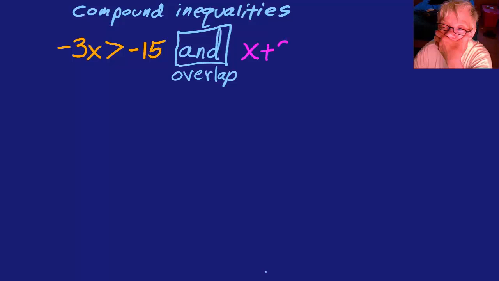The second inequality is x plus 8 is greater than 0. Is it okay to have a 0 there? Yes, it is.